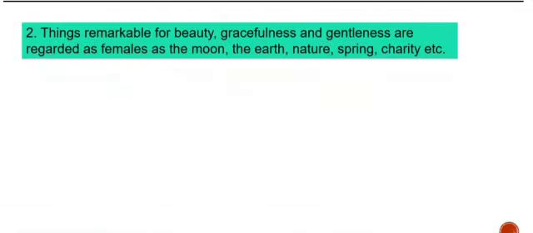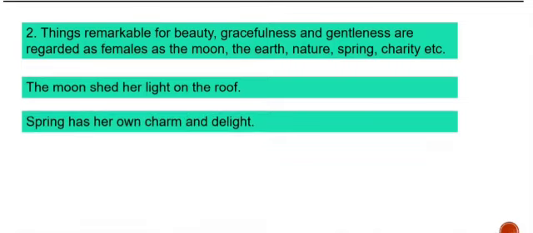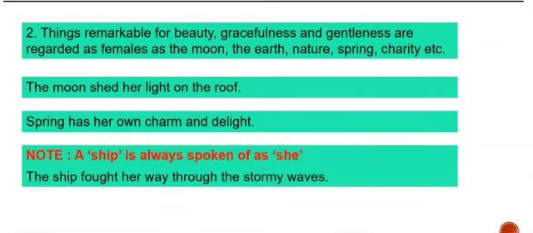Secondly, the things remarkable for beauty, gracefulness, and gentleness are regarded as females, like the moon, the earth, nature, spring, charity, etc. For example, the moon shed her light on the roof. Spring has her own charm and delight. Here we should note that a ship is always spoken of as she. We always say the ship fought her way through the stormy waves.